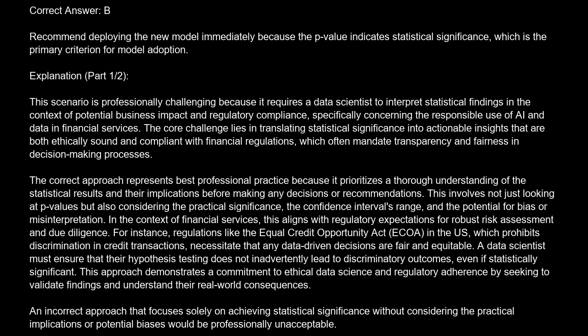due diligence. For instance, regulations like the Equal Credit Opportunity Act, ECOA, in the U.S., which prohibits discrimination in credit transactions, necessitate that any data-driven decisions are fair and equitable. A data scientist must ensure that their hypothesis testing does not inadvertently lead to discriminatory outcomes, even if statistically significant.